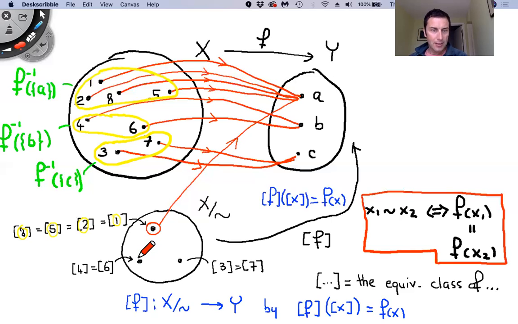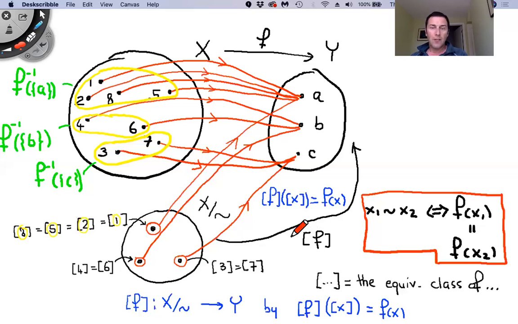Okay. So let's finish real quick, right? So the equivalence class of 4, which is equal to the equivalence class of 6, will go to the image of 4 or the image of 6, but both are B. And similarly, this dot is going to go here. Okay.